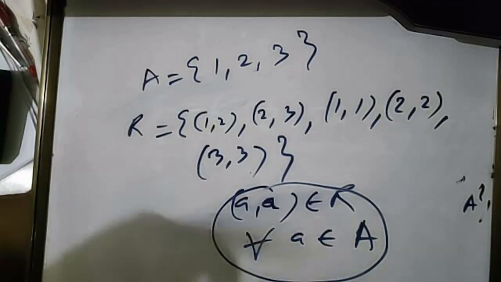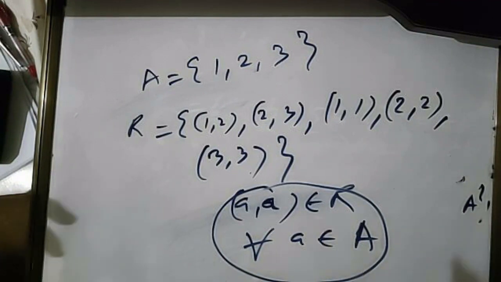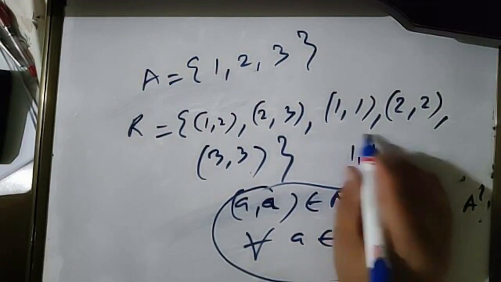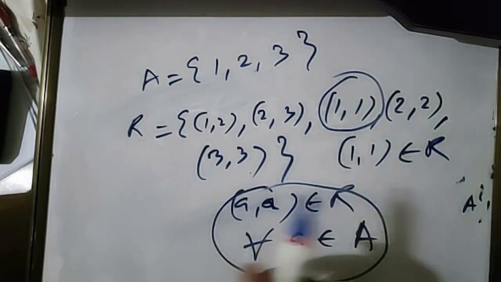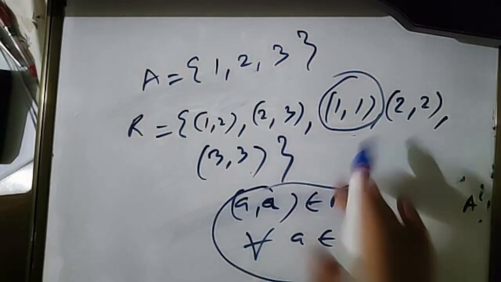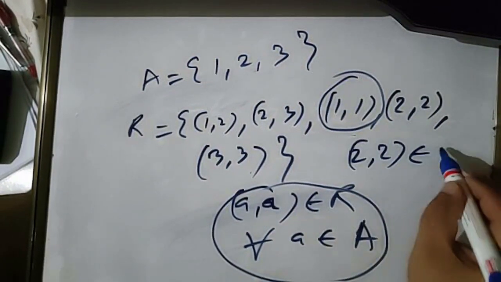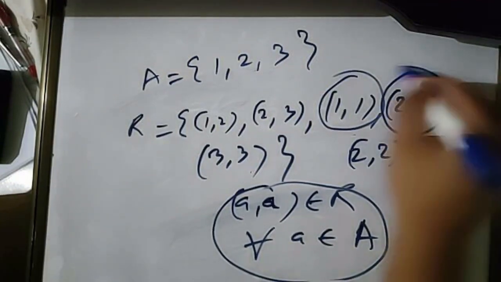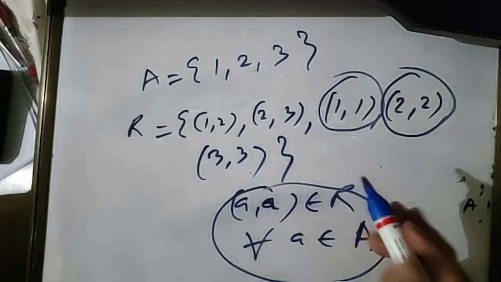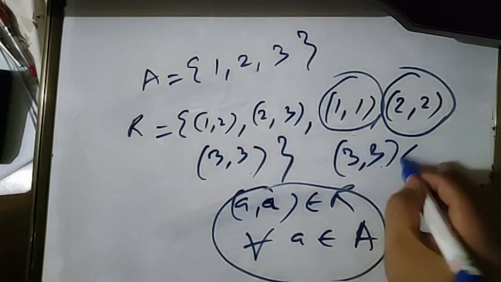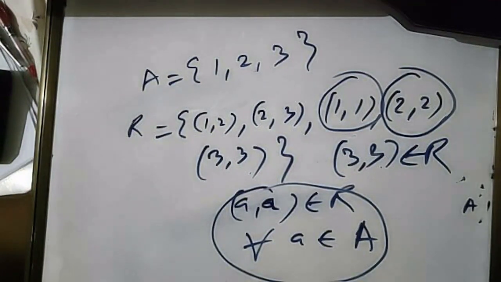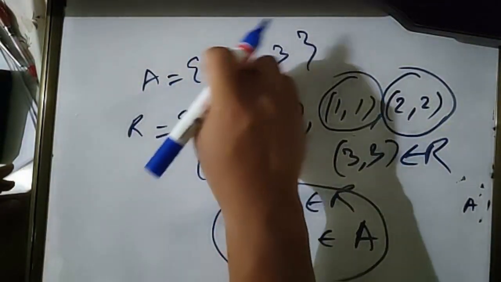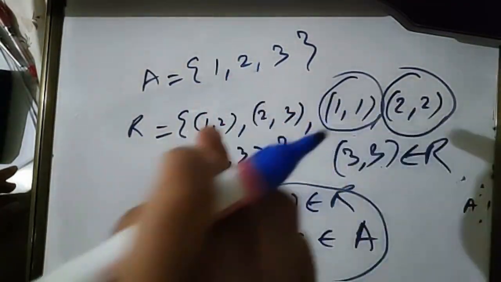Suppose कोई भी एक एलिमेंट लीजिए 1, so (1,1) must belong to R. So here (1,1). Again another element, (2,2) must belong to R. So here's (2,2). Next (3,3) must belong to R here. So in this case, every element is related to itself.